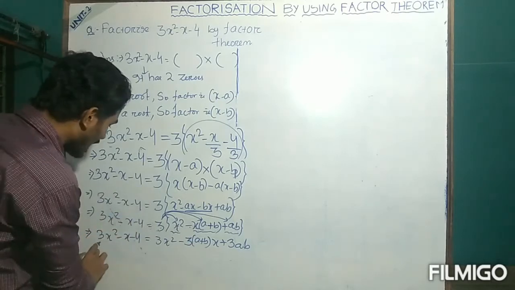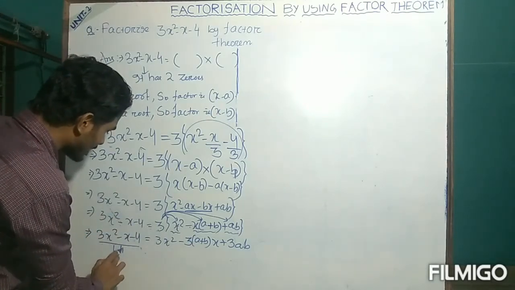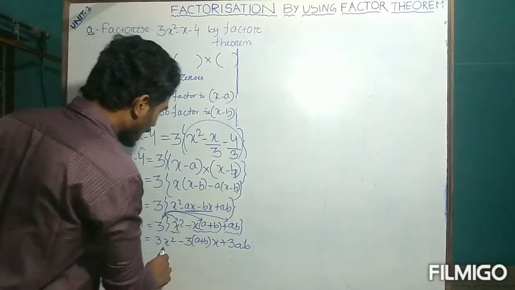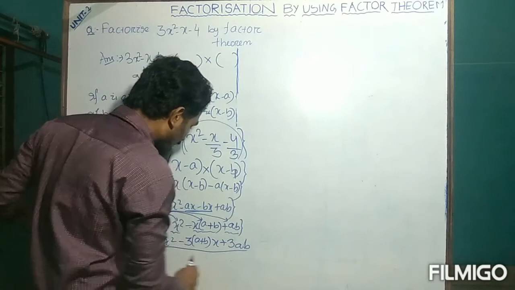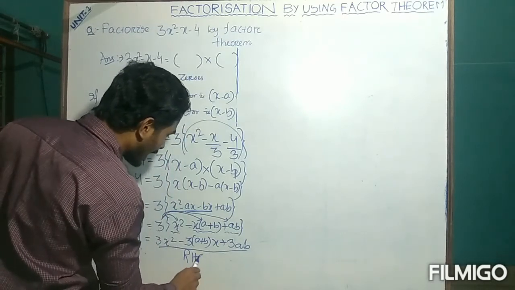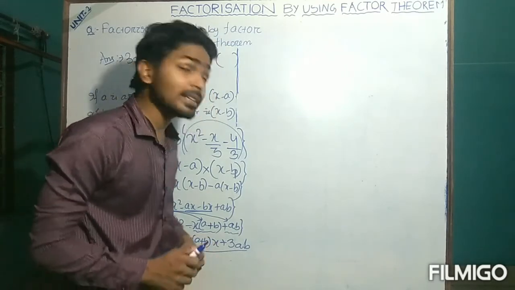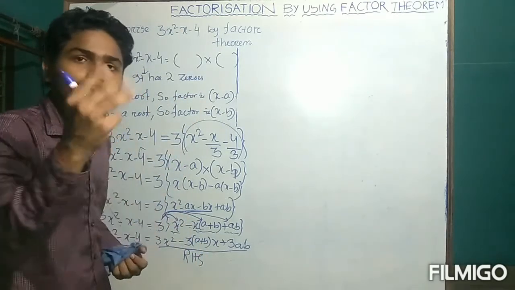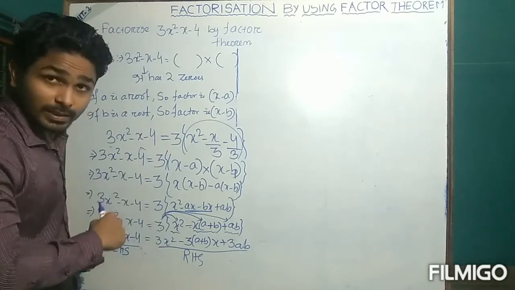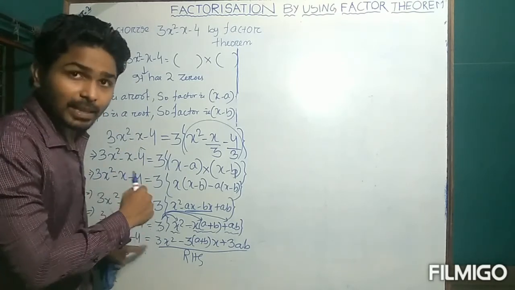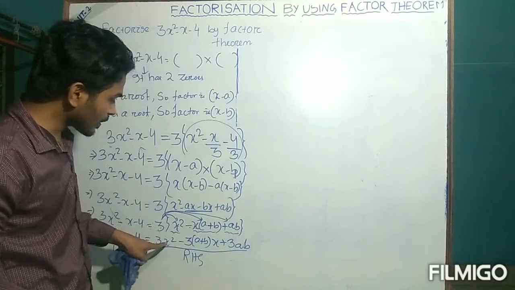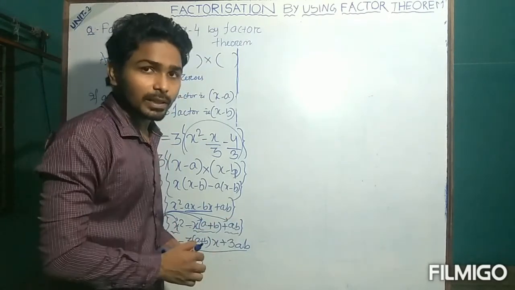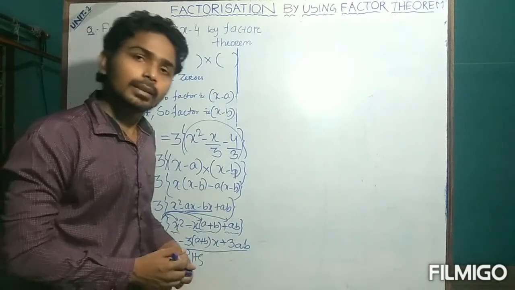Now you can see we get LHS as 3x square minus x minus 4, and RHS as 3x square minus 3 whole into a plus b into x plus 3ab. You can see in both LHS and RHS we have 3 terms. Here 3x square is the first, minus x is the second, minus 4 is the third term. Here 3x square is the first, minus 3 whole into a plus b is the second with x multiplication, and plus 3ab is the third term.